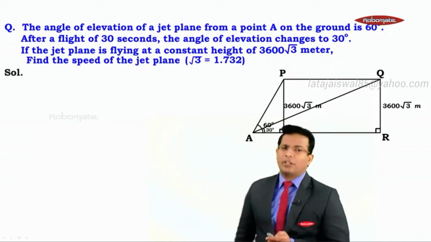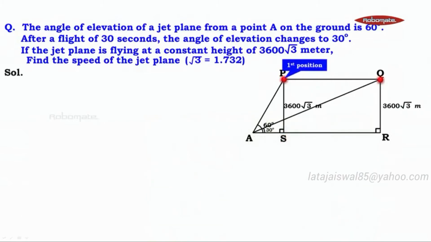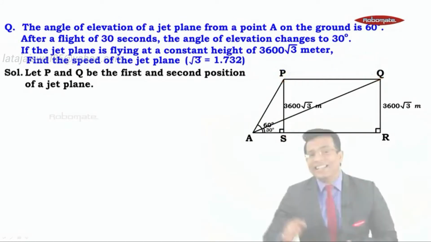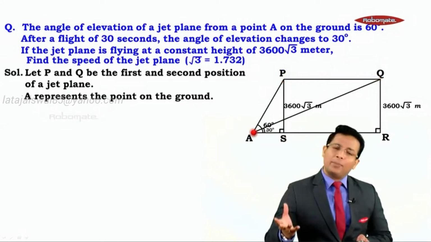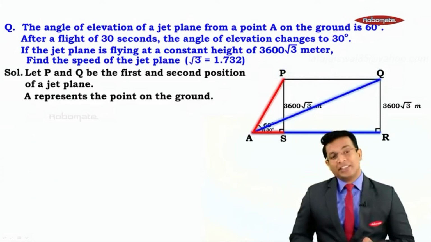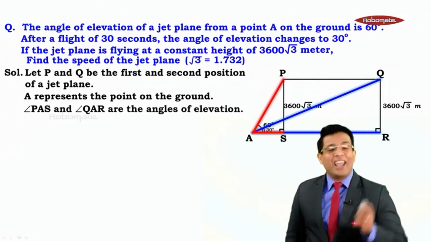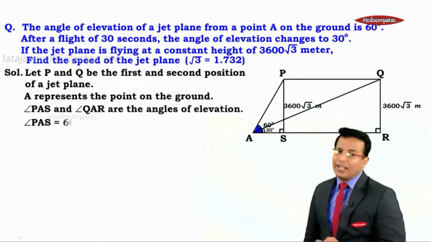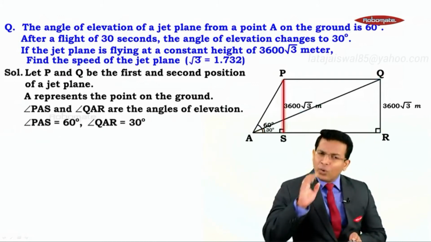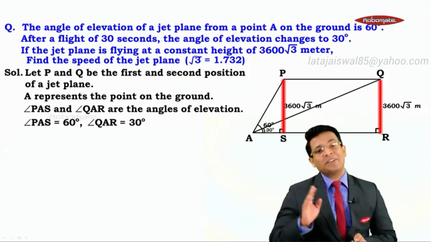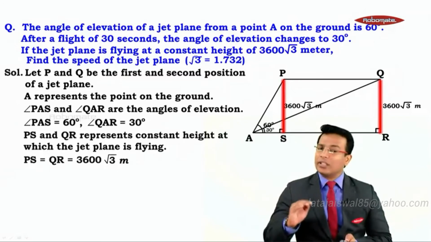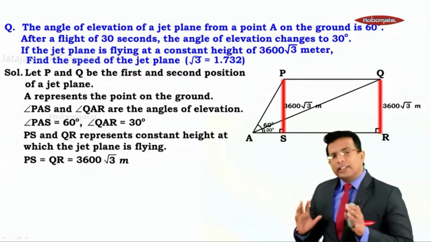First of all, we are going to write about P and Q. What are P and Q? We know that P and Q represent the first and the second position of the jet plane, right? Then we write that A is the point on the ground, and then we write about angle PAS and angle QAR. They are the angles of elevation which we have, and we have PAS given as 60 degree and QAR is given as 30 degree. The next information, we know that PS and QR, what are they? They represent the height at which the jet plane is from the ground, and that is given as 3600 root 3 meter. So these are the information given to us.